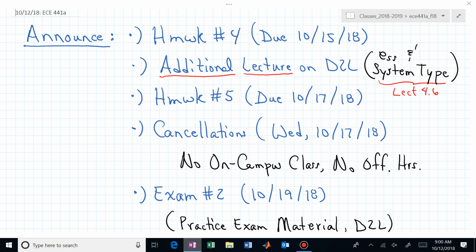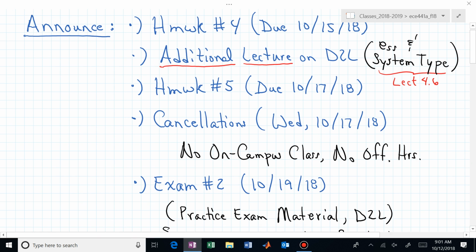There's already been one additional lecture, and that concerns steady state error and system type. That essentially follows the last time that we met. I created that yesterday and posted it. That gives you hopefully a little bit better insight into system type and steady state error and what that means.